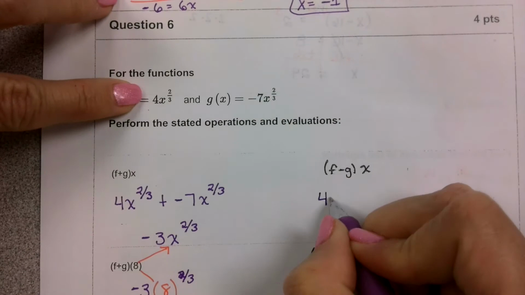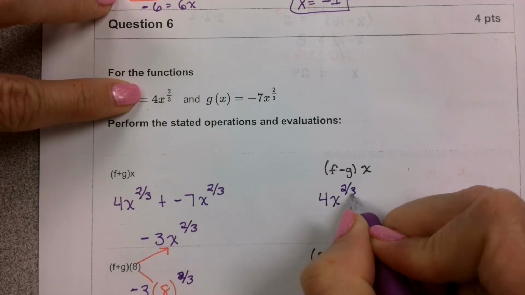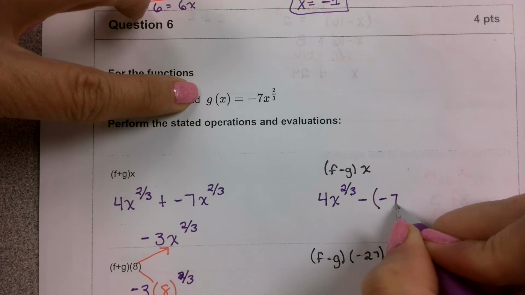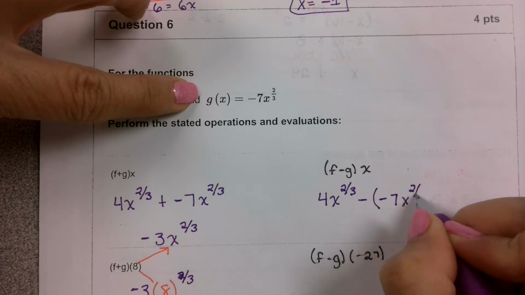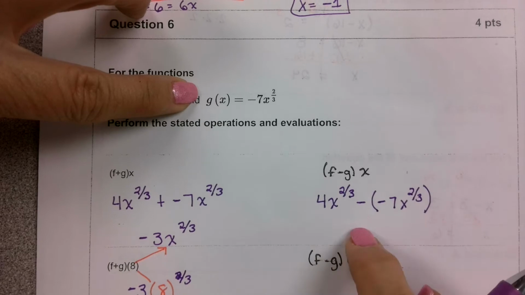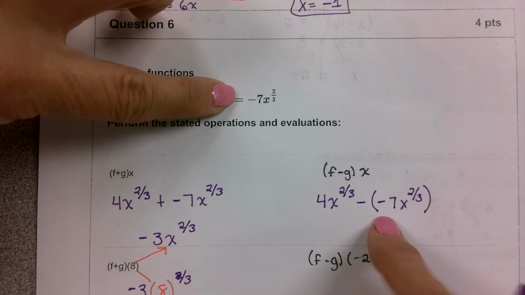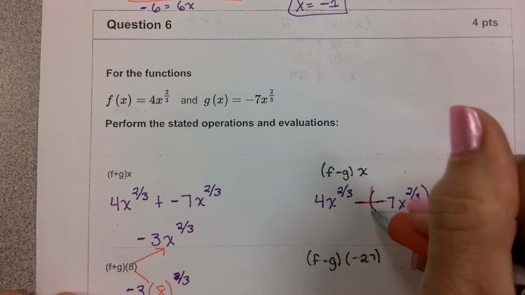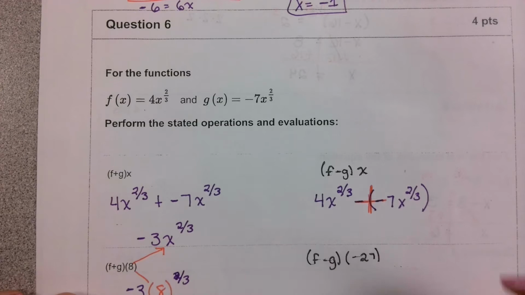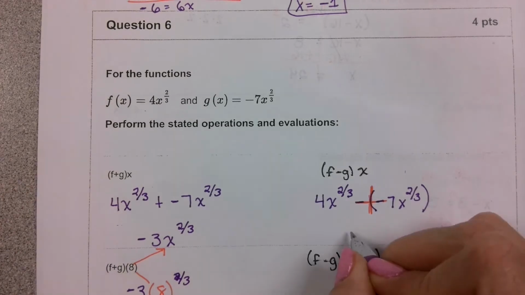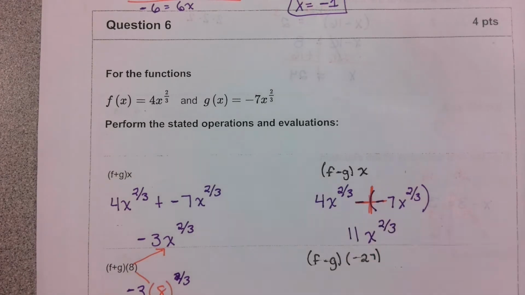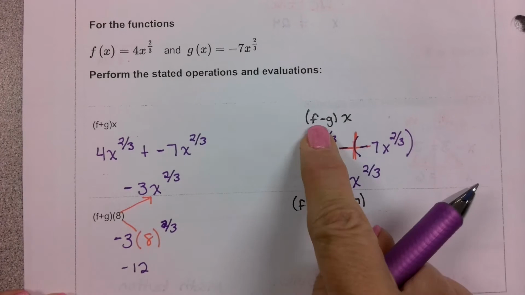Same thing here. I'm going to take my f minus g. Notice how I have that minus minus going on. So I've got the minus g, and g is also negative. And we know that 2 negatives make a positive. So then we have 4 plus 7, which is 11. And that gives me 11 x to the 2/3.